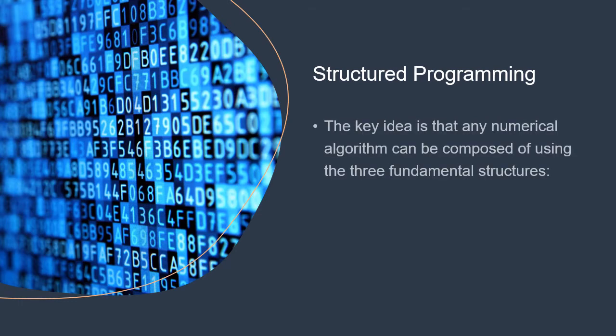The key idea is that any numerical algorithm can be composed using three fundamental structures, that is sequence, selection, and repetition. By limiting ourselves to these structures, the resulting computer code will be clearer and easier to follow.